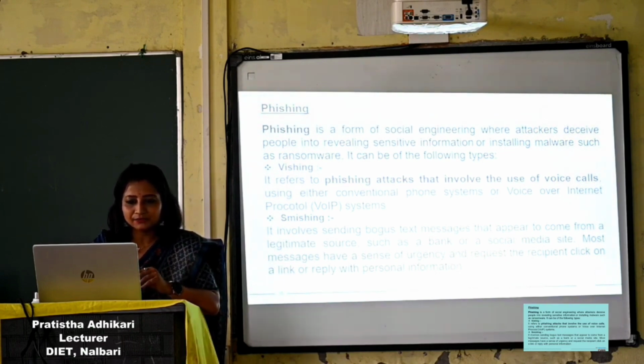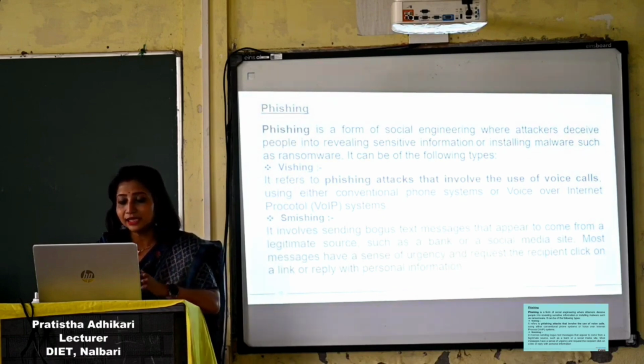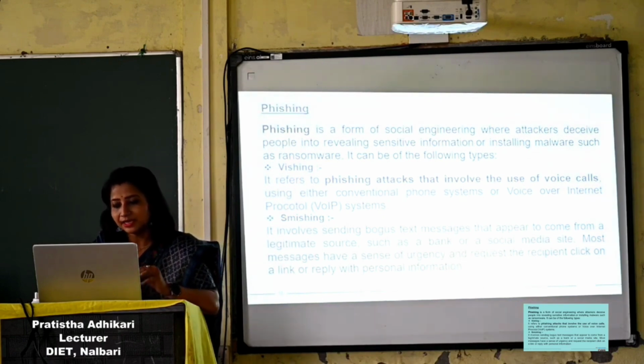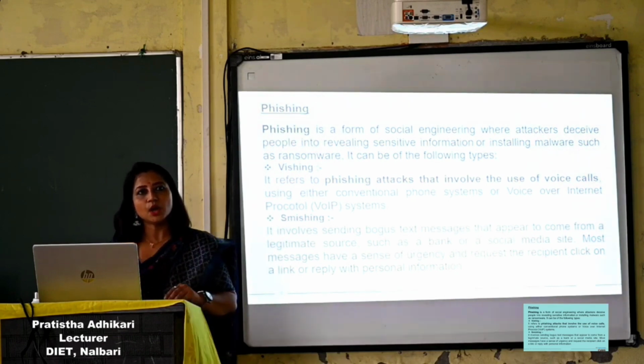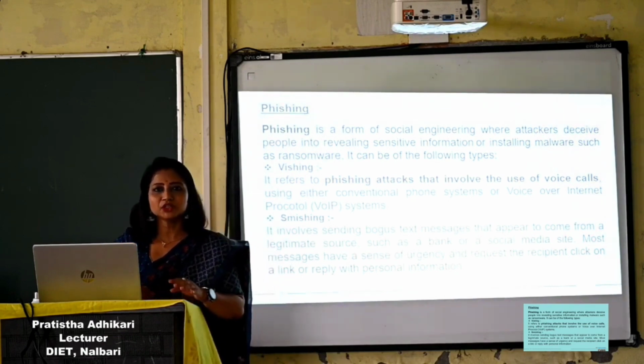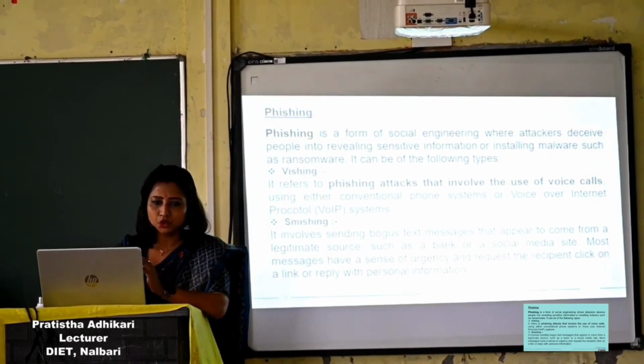One form is vishing, and another form of phishing is smishing. What is smishing? Smishing involves sending bogus text messages that appear to come from a legitimate source, such as a bank or a social media site. Most messages have a sense of urgency and request the recipient to click on a link or reply with personal information. I can recall some real life instances.